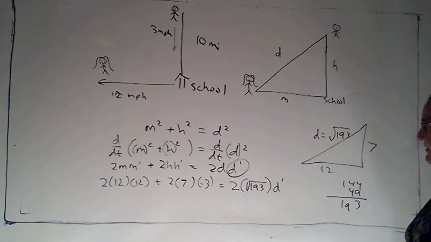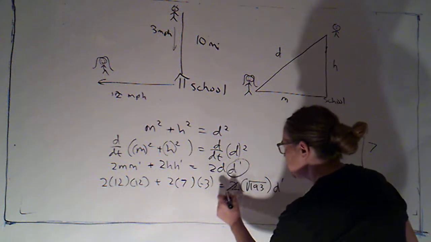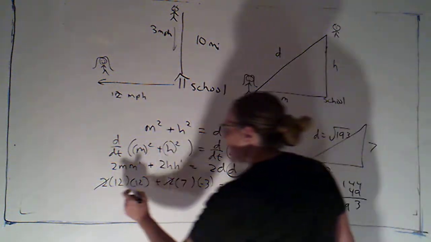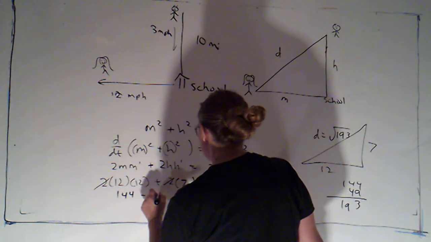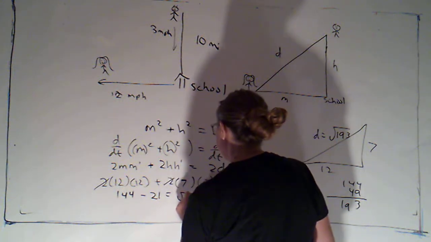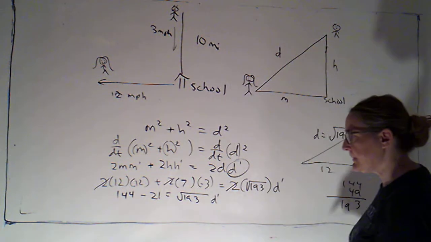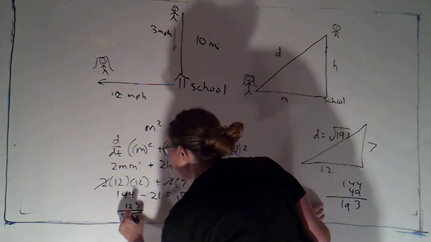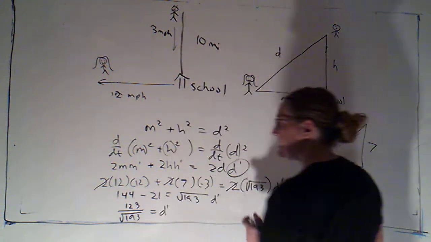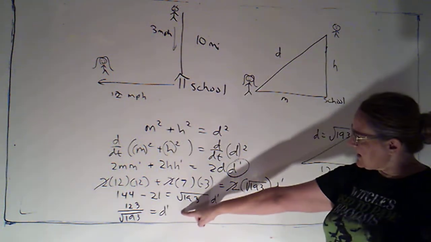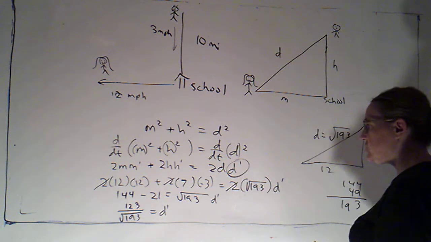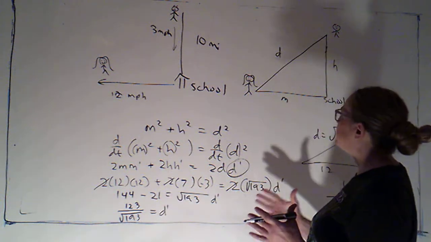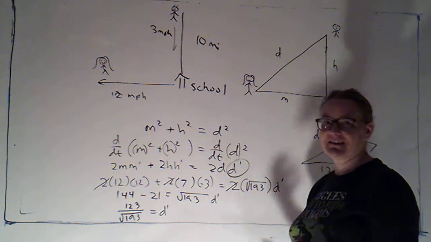Okay, excellent. I think I'm going to just divide through by 2 just to make the arithmetic a little bit simpler. I can cancel a 2 from each of those terms. And now I've got 144 minus 21 equals root 193 D prime. So that's going to be 123 over root 193 is equal to D prime. So that's the rate at which the distance between them is changing. You'll notice that that's positive.